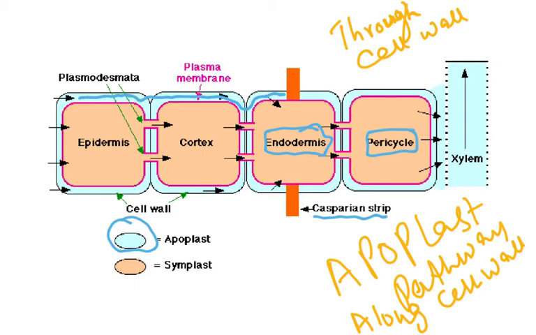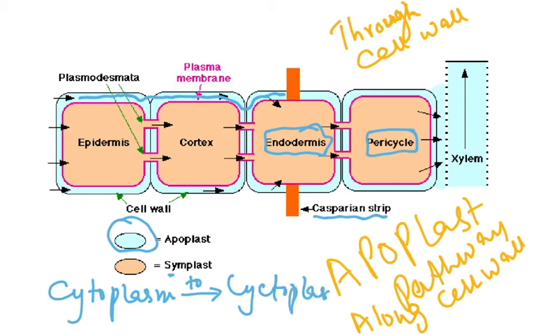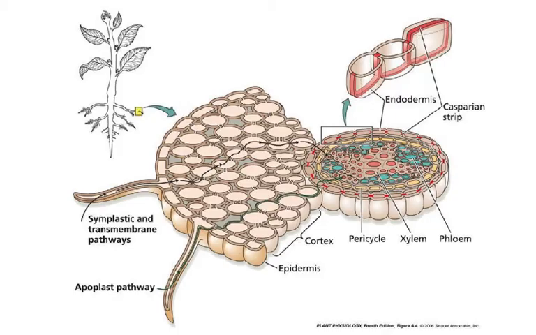So we've got the apoplast pathway and the symplast pathway. And a way to remember the symplast pathway is, there's a Y in it. So cytoplasm to cytoplasm. So apoplast pathway along the cell wall or through the cell wall, and the symplast pathway is cytoplasm to cytoplasm. So one way to remember it is, there's a Y in it, so cytoplasm, there's a Y in cytoplasm as well.